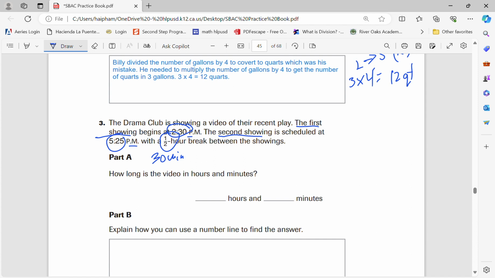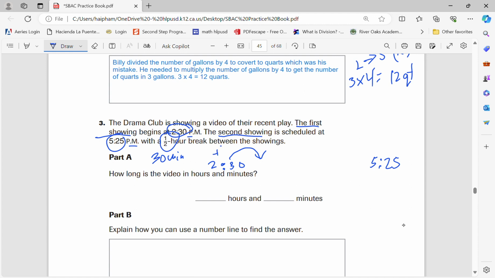Now, to find the duration of the video, I like to start with the number line. Let's begin with the first showing time, which was at 2:30, and we're going to end it at 5:25. So we use an open number line where there's a lot of flexibility here. What I like to do is add by the hour since it's a lot easier. If I added an hour, that would be 3:30, 2 hours would be 4:30, and 3 hours would be 5:30. So that's too much.